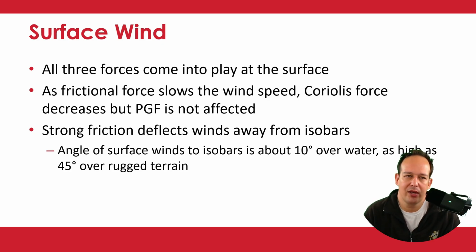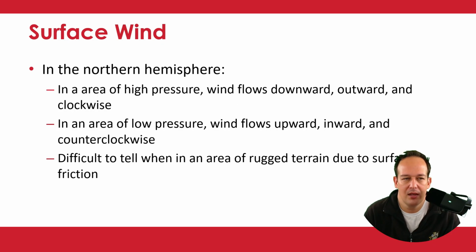So if you're ever looking at a METAR where it shows you the wind direction, and then you look at winds and temperatures aloft, you see that there could be a big difference in the wind direction. But as you go up and up and up, the surface layer has no effect. All right, in the northern hemisphere, in an area of high pressure, wind flows downward, outward, and clockwise. And in an area of low pressure, wind flows upward, inward, and counterclockwise.